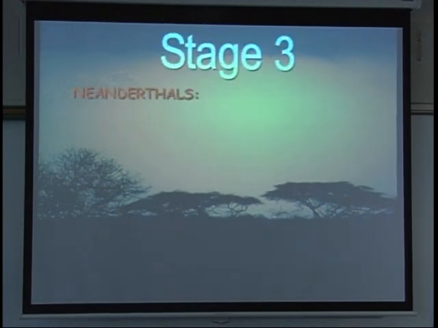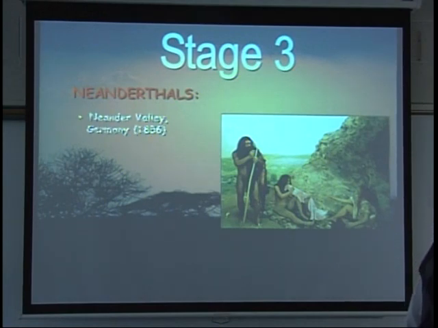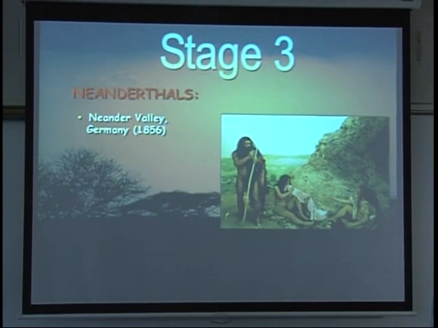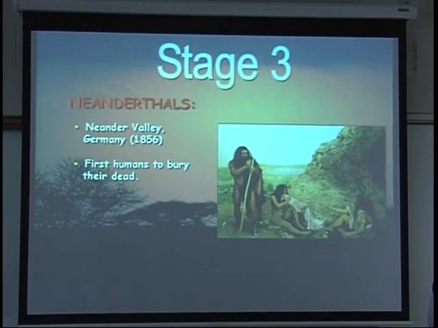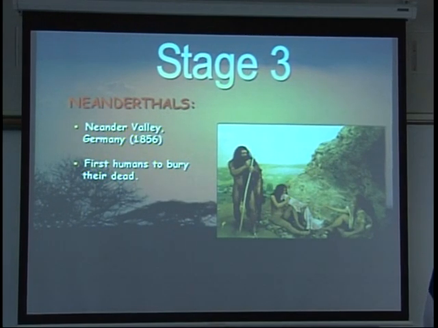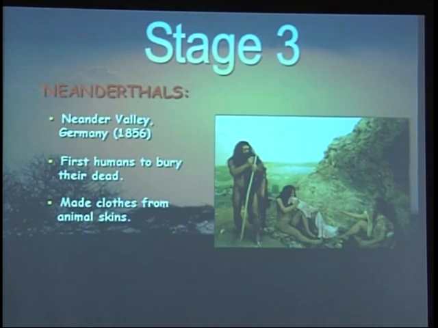Stage 3, the Neanderthals. There's an artist's rendering of Neanderthals. They were found around what we would consider modern-day Germany or Austria. They were the first humans to bury their dead, so they had a sense that they were alive and they had ties to each other. They made clothes from animal skins, usually kept the heavy furs because they lived in colder climates, and they lived in caves and tents.